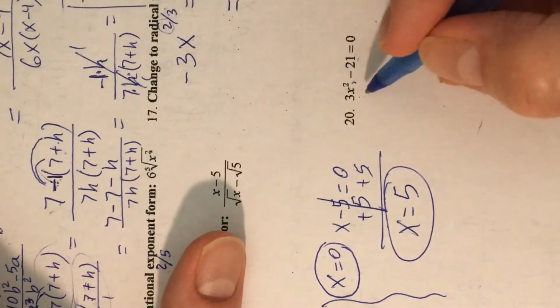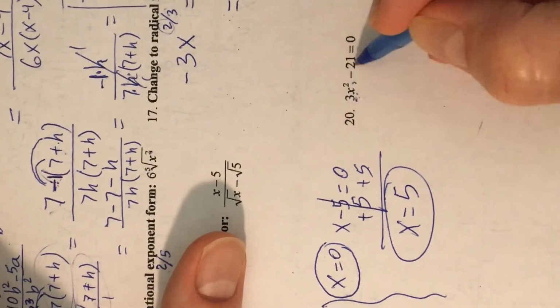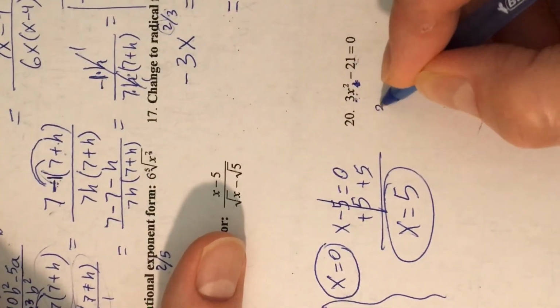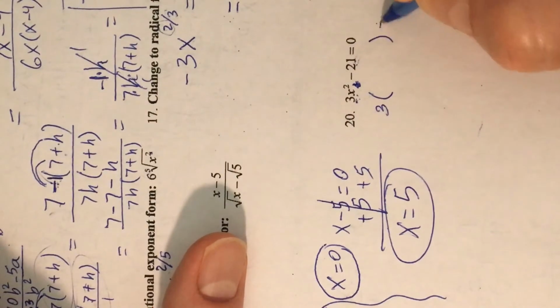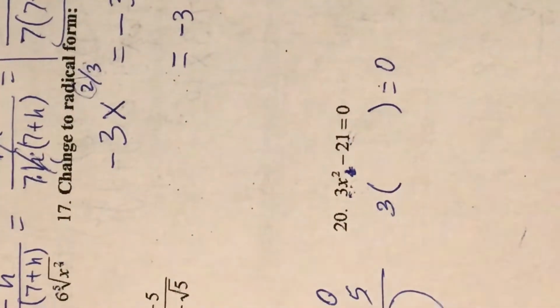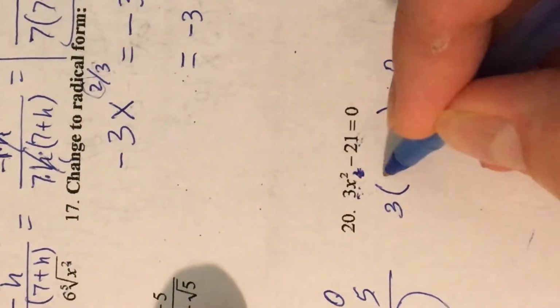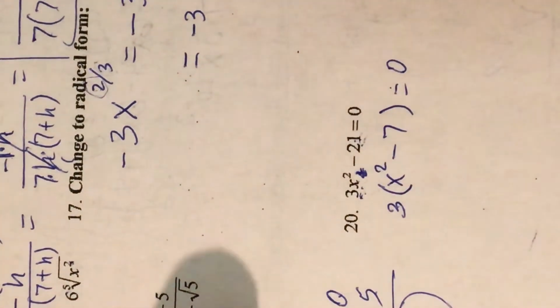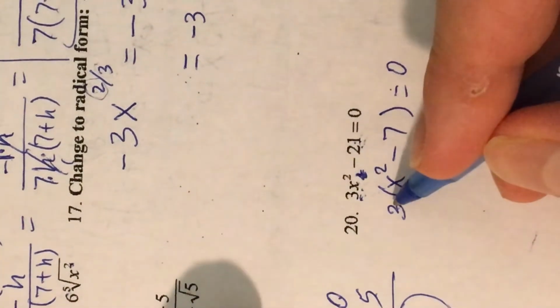So I'm going to show you both ways. So what is the GCF here? It's 3. So I take out a 3. What's left? There was an x squared left. And what is 21 divided by 3? That's 7. Okay. Now what do I do with this 3?